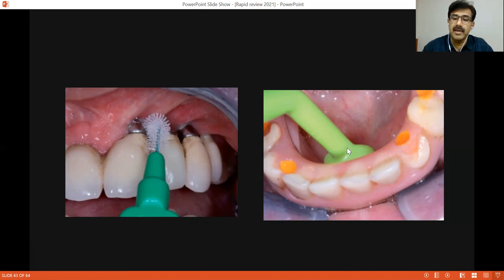Now this is a contra-angled uni-tufted brush. You can see these points correspond to the screw holes where you have screwed the implant. So you have an implant here, here, here, and here. If you look into that, you will know. But you have to educate the patient by showing in his mirror that these are the locations where the implants are. And you should advise the patient to maintain around the implant as well as clean under these prostheses also. Then only you can prevent periimplantitis or periimplant disease from occurring.